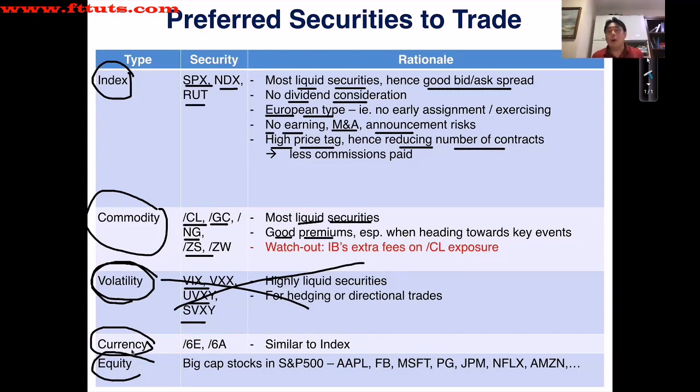Now, currency options are also really great to trade. So for example, /6E and /6A. So this is the euro, and then you have got the pound, you have got the Swiss franc, and you can trade options on those as well. And they're very similar to the index in terms of the way they behave.